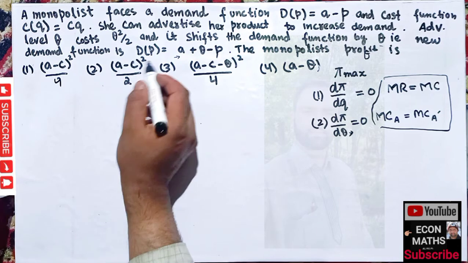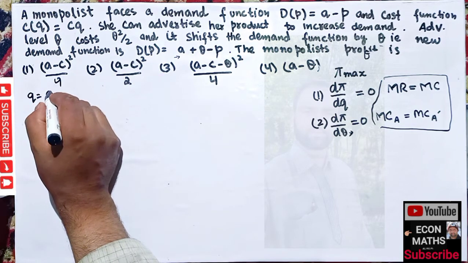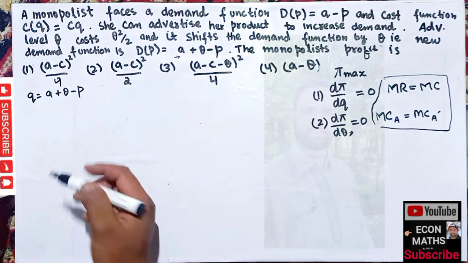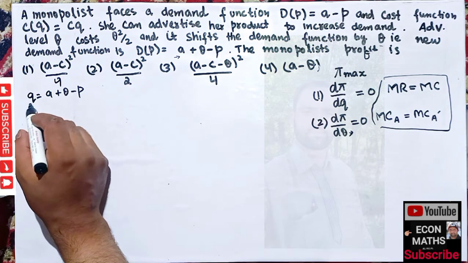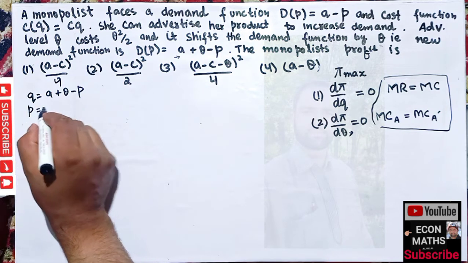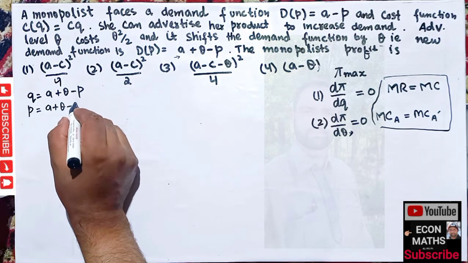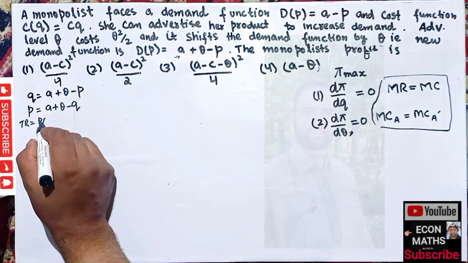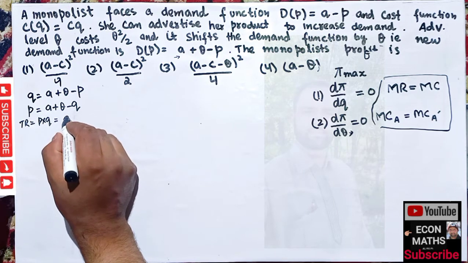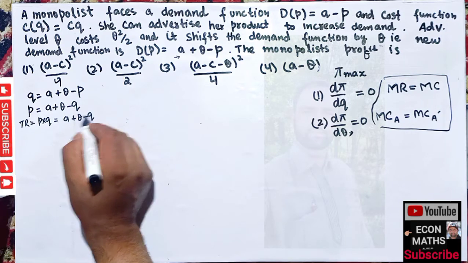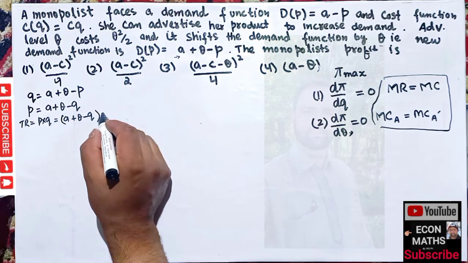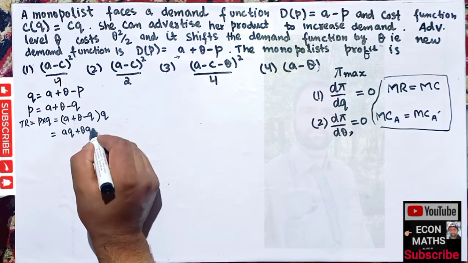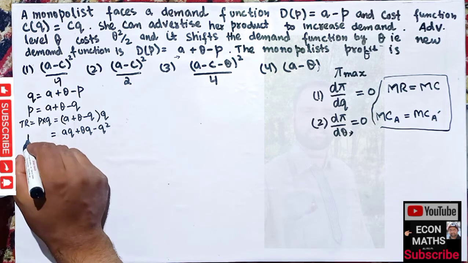I can write it like this: q is equal to a plus theta minus p, and solve for p to get the inverse demand function. So transposing this p on the LHS and this q on the RHS, this will become p is equal to a plus theta minus q. This is our inverse demand function. Total revenue, as we know, is equal to price into quantity. Our price function is this a plus theta minus q, and to this we multiply q. That means this is aq plus theta q minus q square. This is our total revenue.